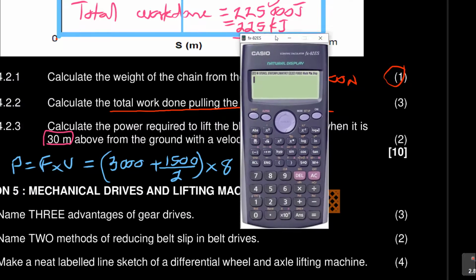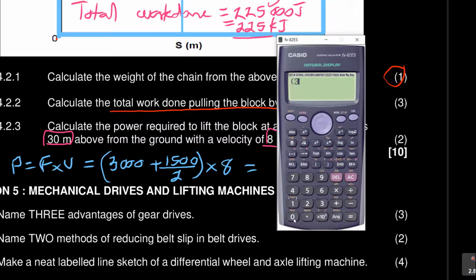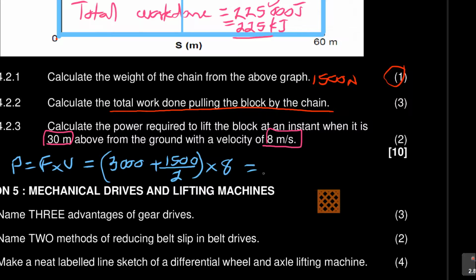So that's what they wanted at this stage, to say 3,000 plus 1,500, which is that 750 in a way. I'm just showing you the actual working if you want, and then times 8. And then what you get? You get 30,000. So power is 30,000.